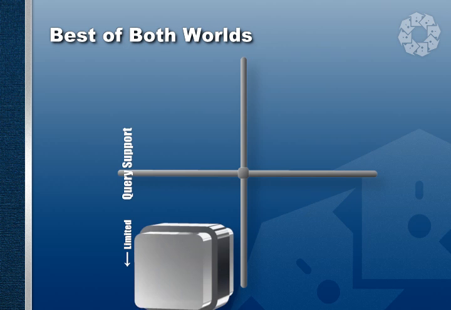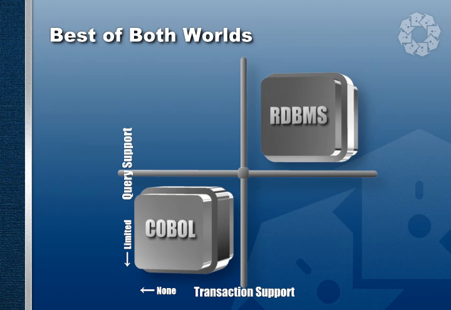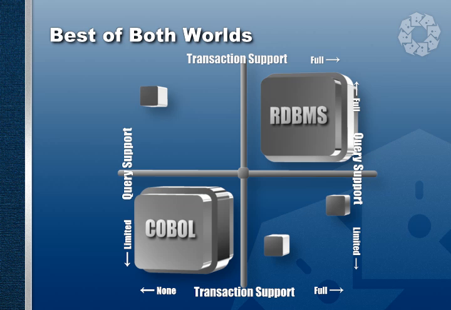Simple COBOL file systems offer limited queries based on records only, and they have no transaction support, so you need to implement your own measures to recover from an unsuccessful update. Relational database management systems support full SQL queries and have full transaction support, so you can roll back unsuccessful updates. Some manufacturers address different combinations of these features. However, all of those systems sacrifice COBOL compatibility.